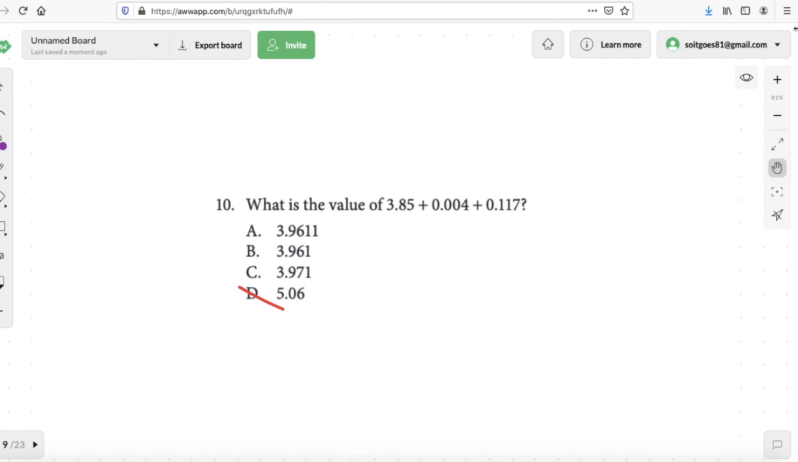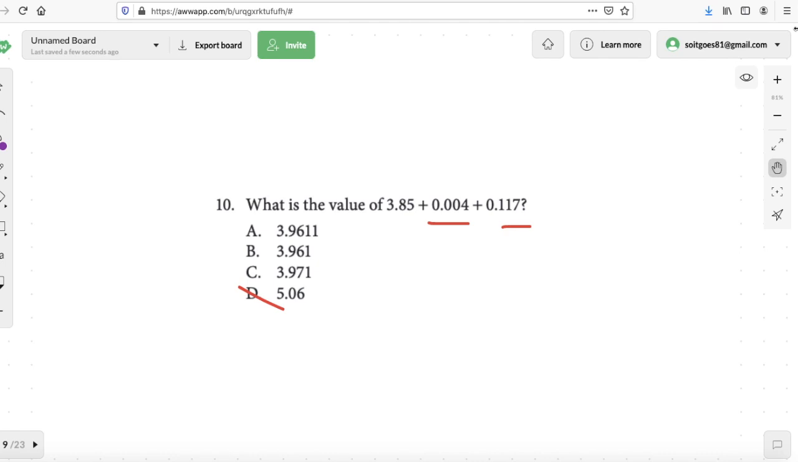It's ridiculous because 0.004 is very tiny, and 0.117 is small, about a tenth. So you've got 3.85. Think in terms of money, it's $3.85, and you're adding something less than a cent and something like 12 cents. You're just going to have something a little bit over 3.85, which is either A, B, or C. But it's not D. So even if this is as far as you get, you've improved your odds of getting it.